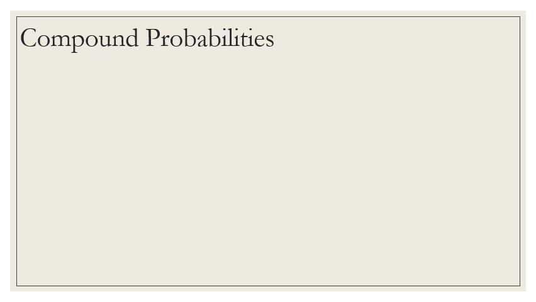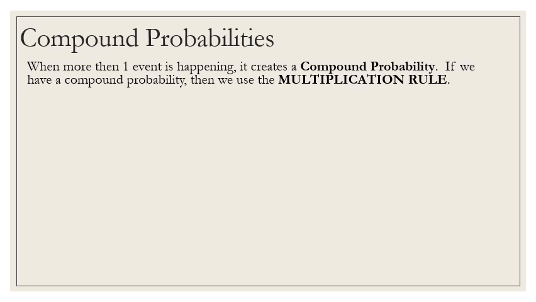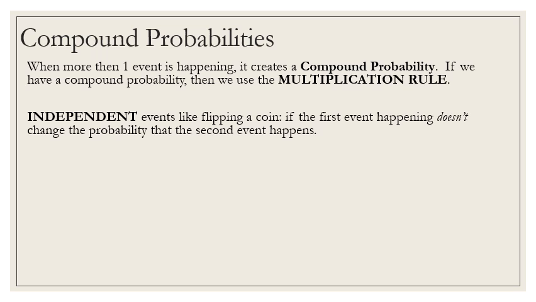All right, so next up, let's talk about compound probabilities. When more than one event is happening, it creates a compound probability. If we have a compound probability, then we use the multiplication rule. Okay, so there are two kinds of things that can happen. You've got independent events, like flipping a coin. The first event happening doesn't change the probability that the second event happens.